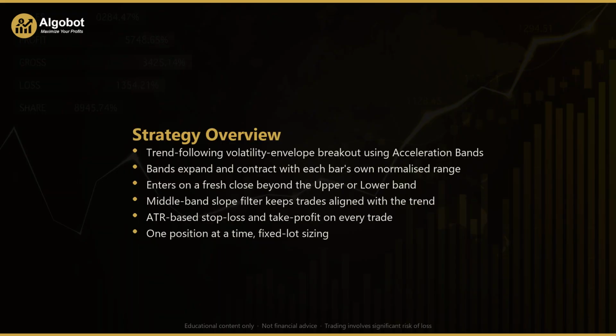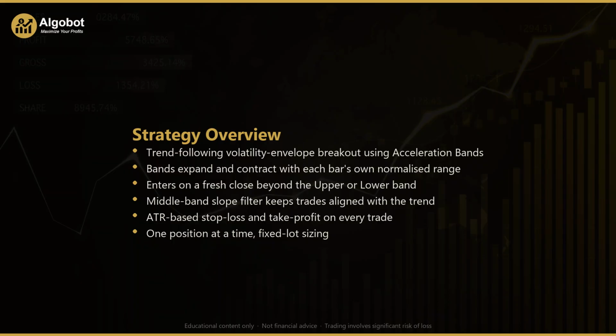So what exactly does this expert advisor do? At its heart, Acceleration Band Breakout is a trend-following, volatility envelope breakout strategy. It's designed to run on a single time frame, whichever chart period you attach it to, and it can be applied to any symbol your broker offers, from major currency pairs to indices or metals. The engine behind it is Headley's acceleration bands, an indicator that draws an upper and a lower envelope around price along with a middle moving average.